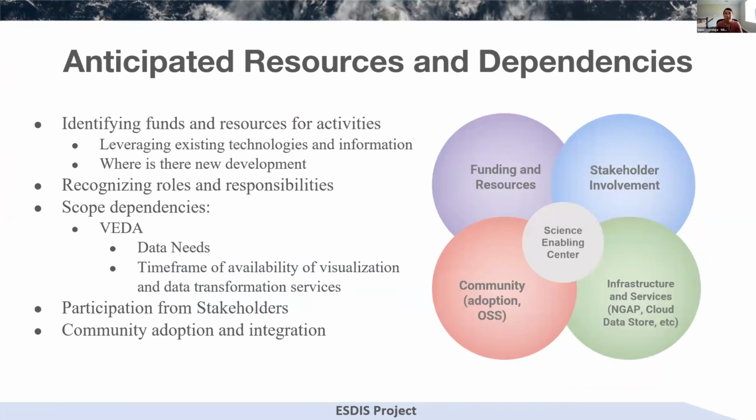So in our initial process planning sessions, we worked with other strategic initiatives and determined where there could be interdependencies with those new projects as well as projects that are already well established. We want to leverage existing technologies and information just to have an efficient initial development and rollout cycle of the science enabling centers. From there, we can really identify where we'd like to assess any new development opportunities.